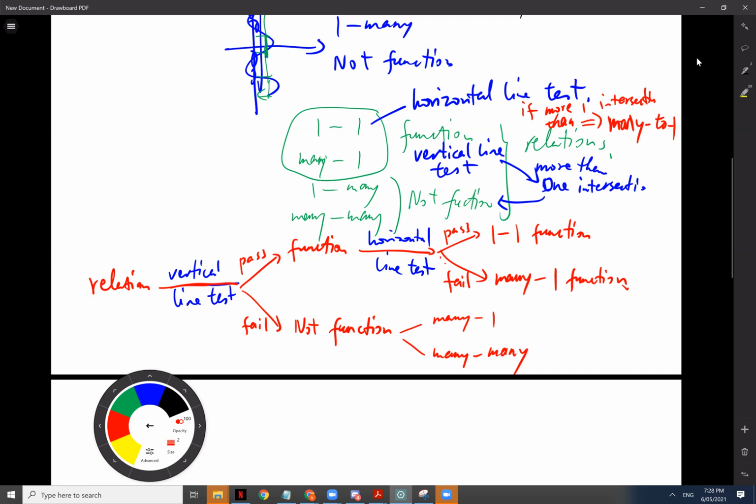Example of many to many is like a circle. A lot of y values get two x values, and a lot of x values get two y values. Oh no, not a function is one to many, not many to one. One to many will be the one designed here. The part going first is about x value and y value.